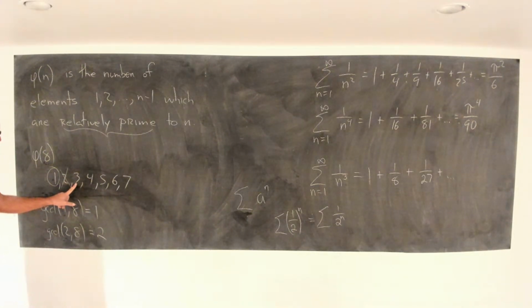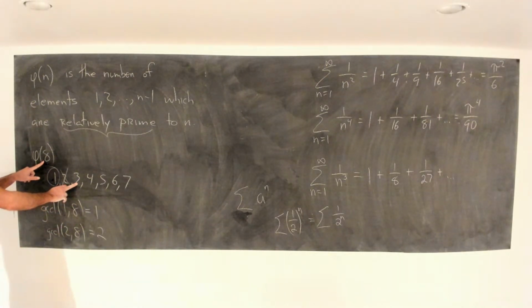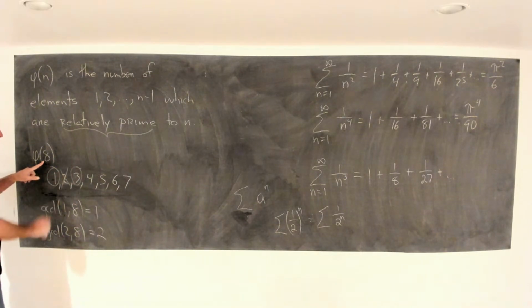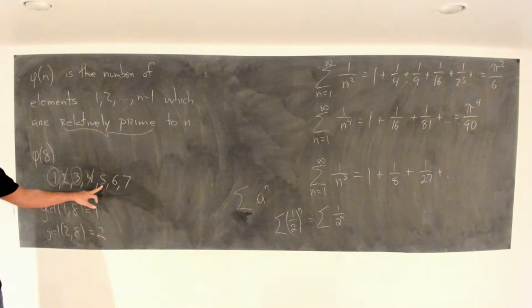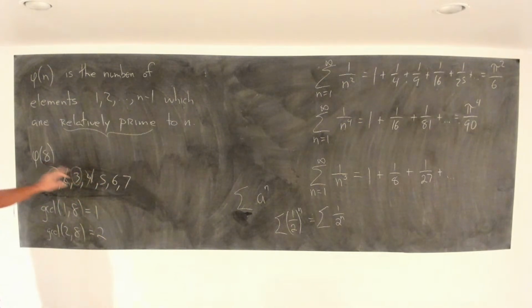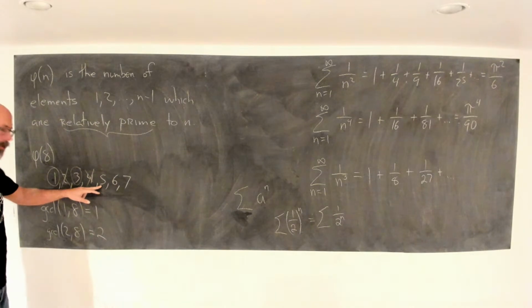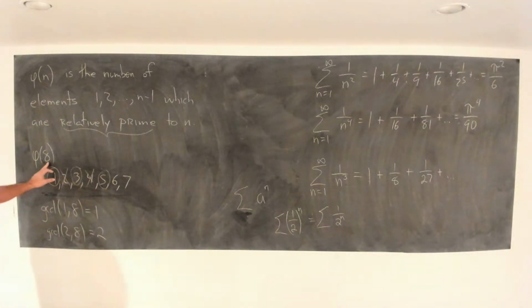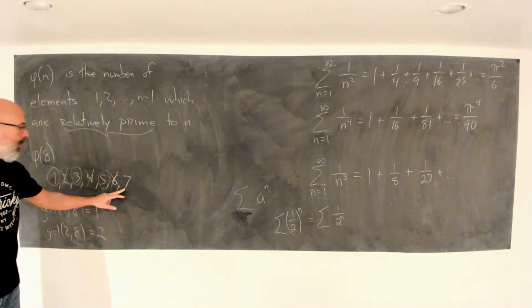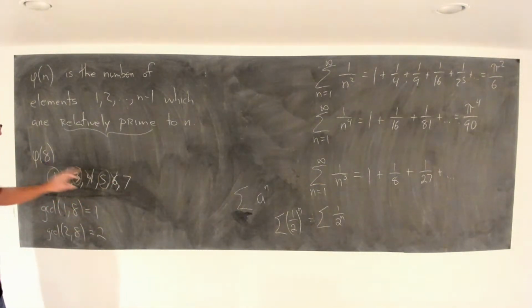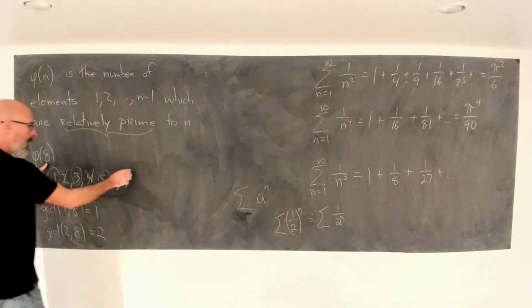And you keep going. Is 3 relatively prime? What is the largest number that divides 3 and 8? Easily seen to be 1. What about 4 and 8? Largest number that divides 4 and 8 is 4. 4 is not relatively prime. Largest number that divides 5 and 8? That's easy to see. That's 1. Largest number that divides 6 and 8? 2 divides 6 and 2 divides 8. So 6 is not relatively prime to 8. And largest number that divides 7 and 8 is 1 again. These are relatively prime.